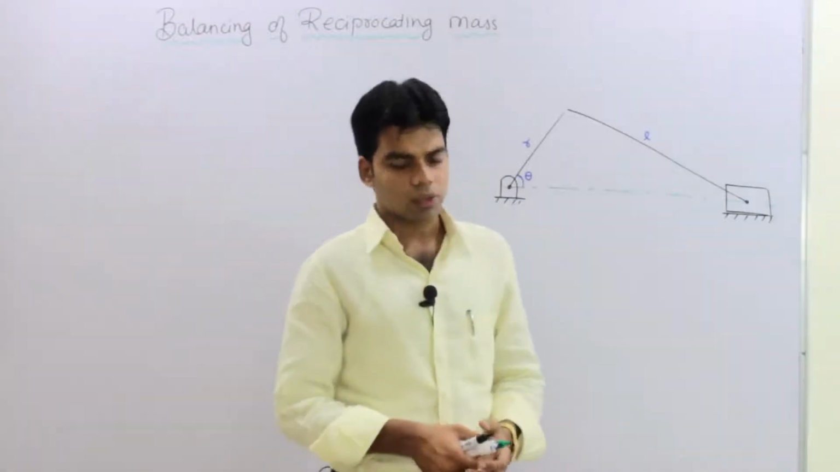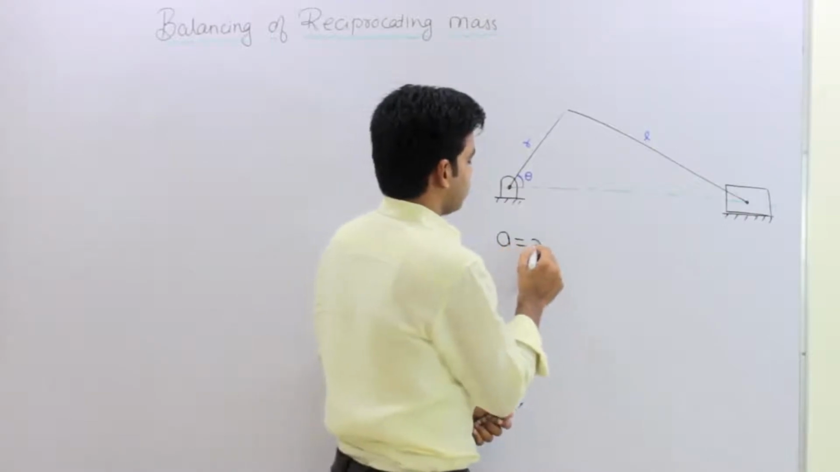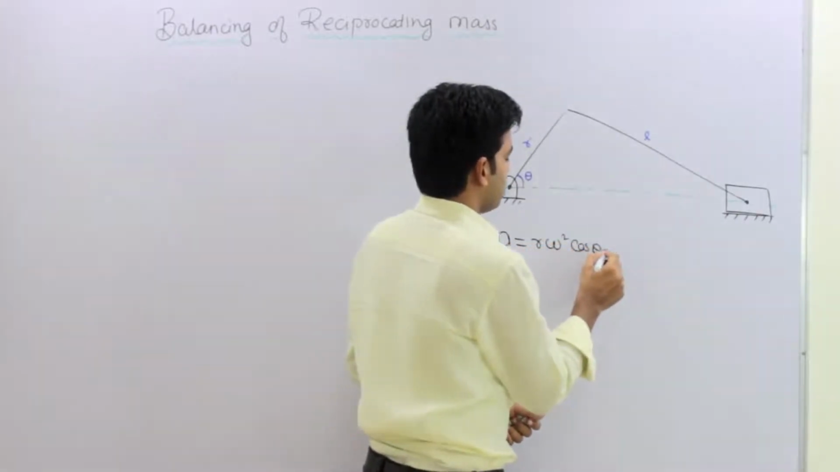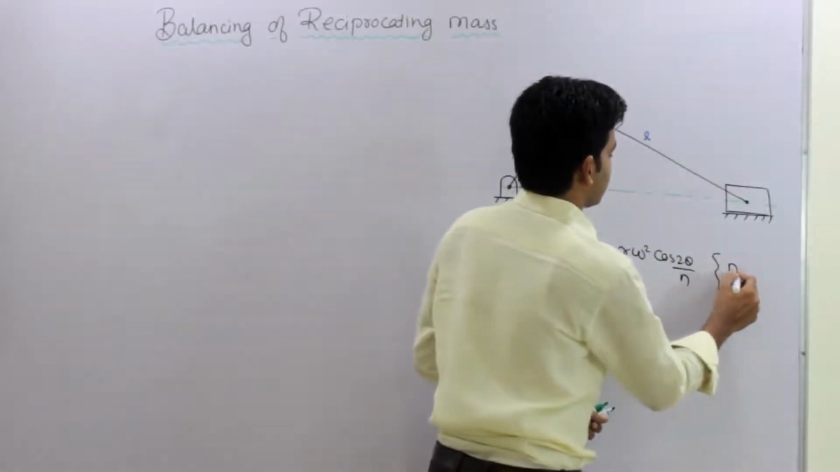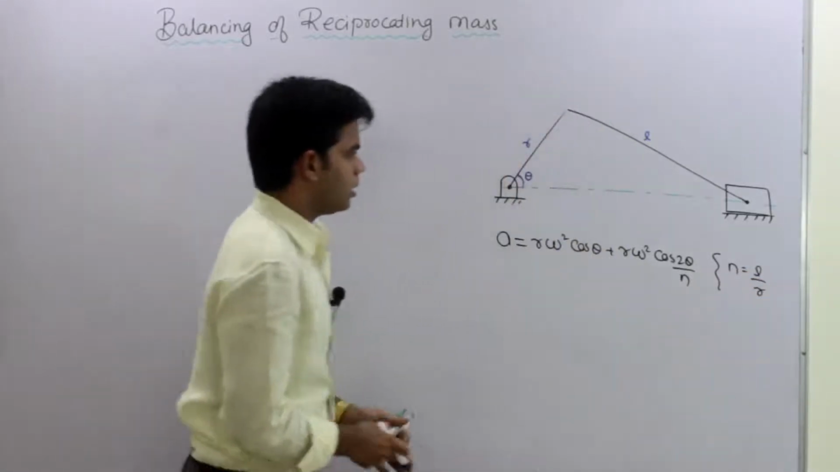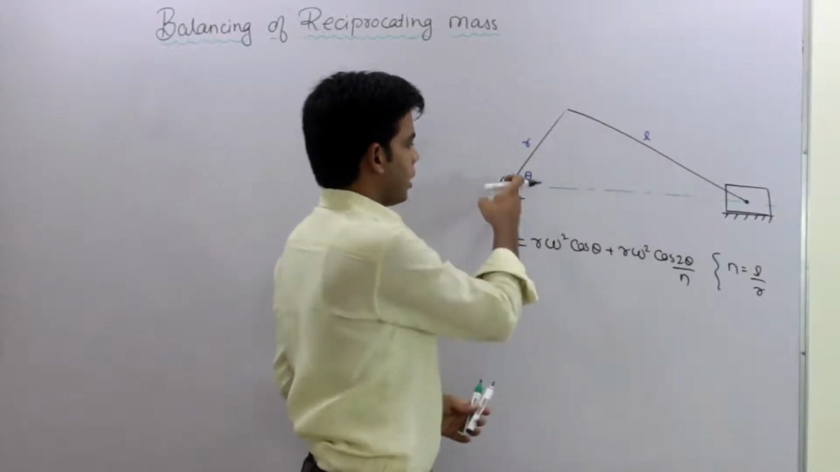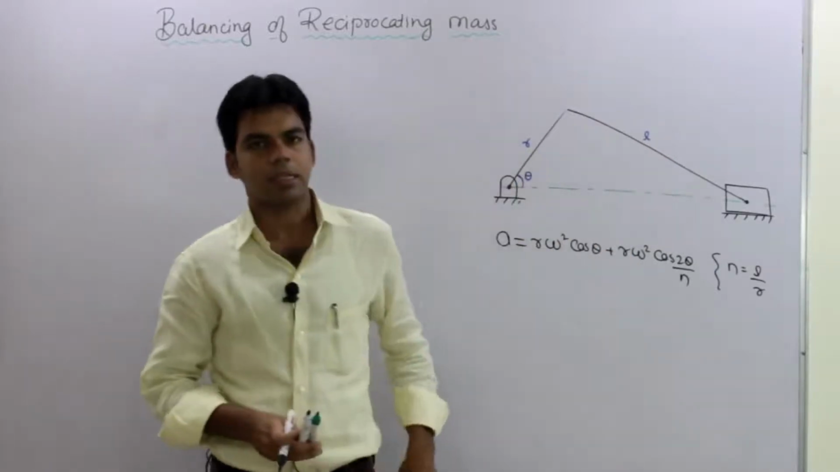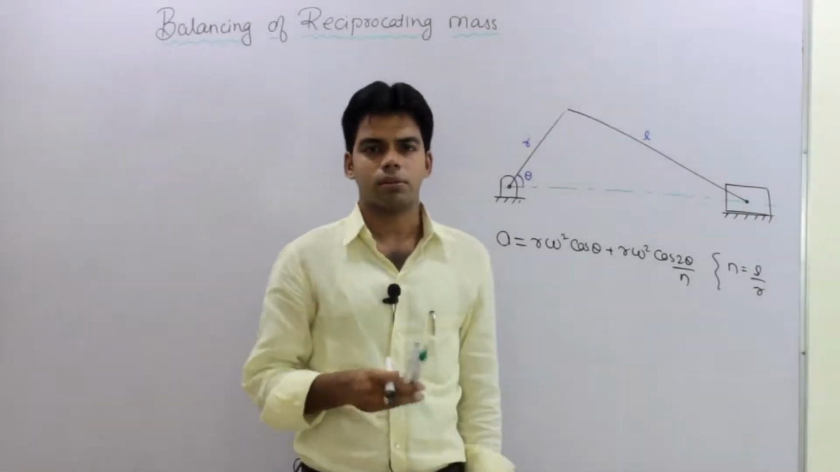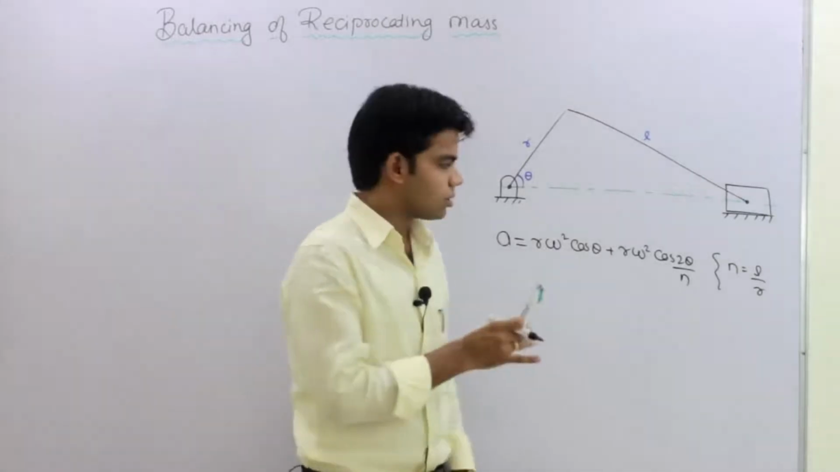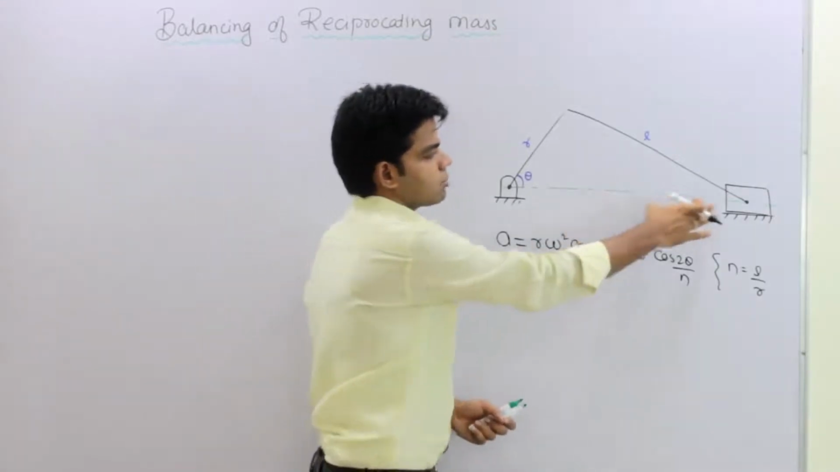One thing we know, students, the acceleration produced in a slider crank mechanism is A equal to r omega square cos theta plus r omega square cos 2 theta by n, where n is equal to L by r. The length of the crank is r, the length of the connecting rod is L, and the angle at a particular instant we are considering as theta. This is the formula for acceleration. If you want the proof, you can see it in the dynamic analysis. So this is the acceleration of this particular slider.